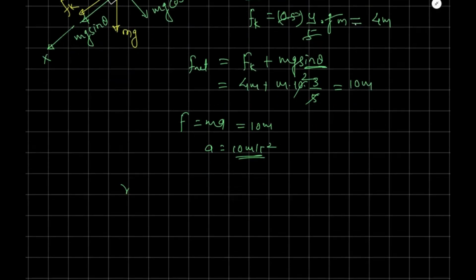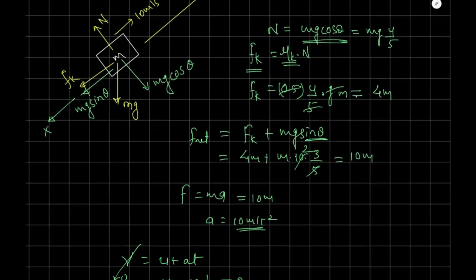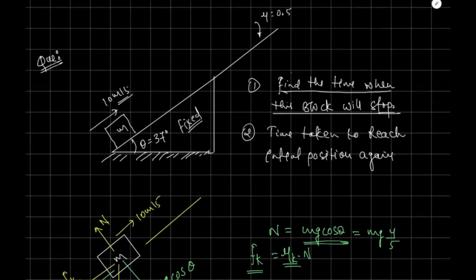We can use the equation v is equal to u plus at. Our final velocity is going to be 0. Initial velocity is 10, so 10 minus 10 into t equal to 0. So we'll get t is equal to 1 second. Now we have to find the total time also. So for that we can use the time of upward journey. Now we can find out the time of downward journey also.